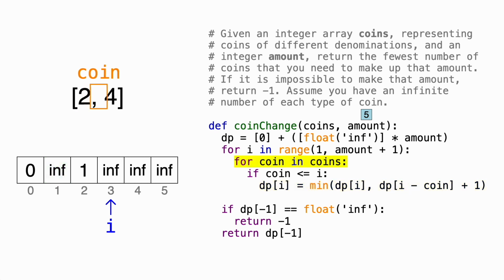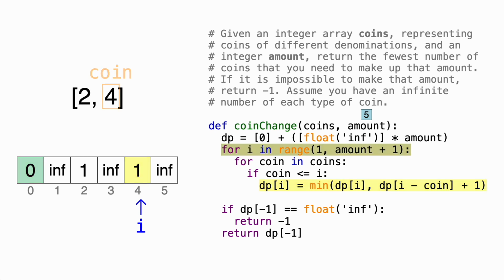We still can't use the 4 coin, so we move on. 4 minus 2 is 2, which corresponds to a value of 1. 1 plus 1 equals 2, so let's write 2. Next, 4 minus 4 equals 0, and 0 plus 1 equals 1, so let's overwrite this with 1.